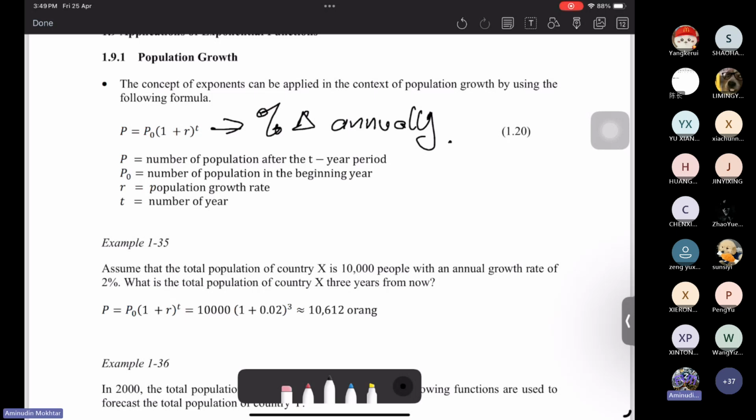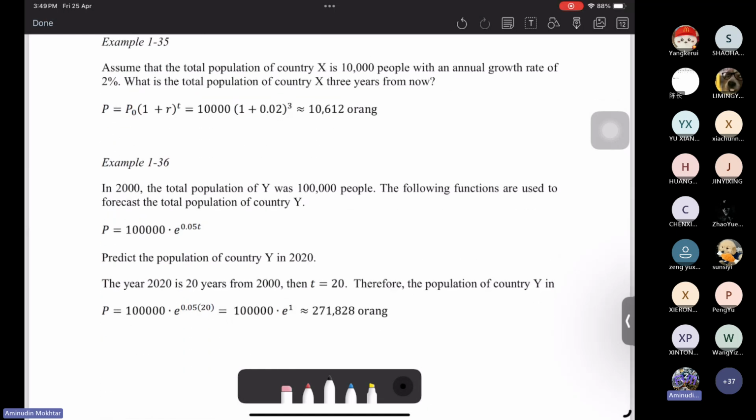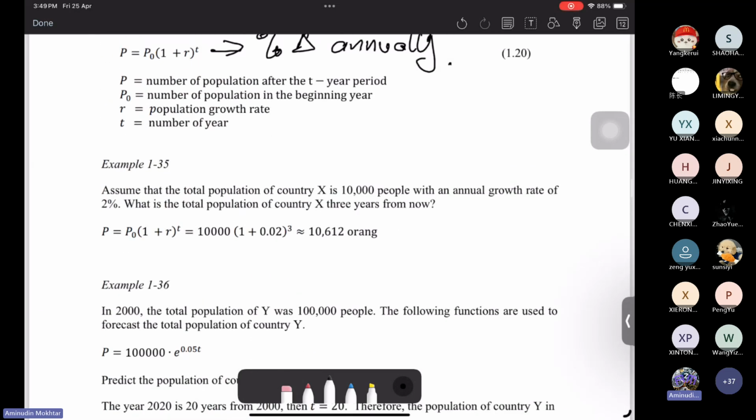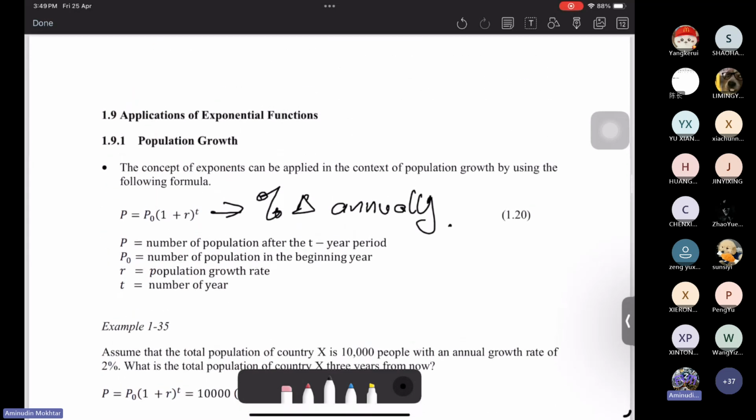In this case, I will just explain this part only, 1.9.1, about the population growth. For the other examples, if you look at 1.35 and 1.36, there are a few questions here. I will leave them to you. I hope you can do your exercise and revision to make sure you understand this subtopic. But in this class, I will show one example only, where P equals P0 times (1 plus R) to the power of T.